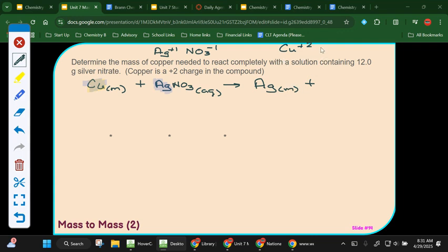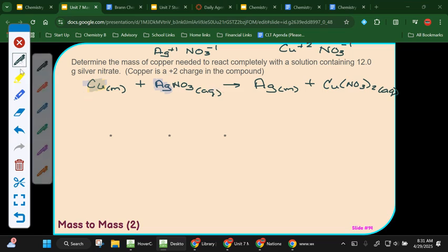+2. You would have no way of knowing copper's charge by looking at the periodic table. So I have had to give that to you. What is the charge of NO3 still? -1. That doesn't change. So what would the formula look like? Okay. Single replacement reaction. A metal and aqueous produces a metal, and what would this compound be? Aqueous. Good. All right. So now, ladies and gentlemen, determine what you're given. Okay? Determine the mass of copper. Where's copper in this reaction? In the front.